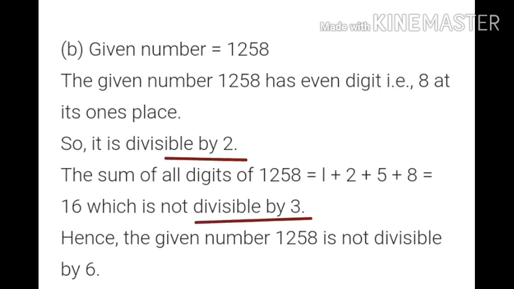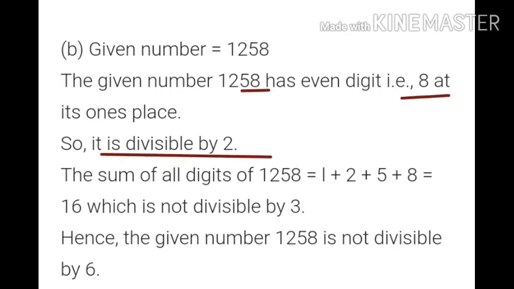First we check whether it is divisible by 2, then whether it is divisible by 3. If the number is divisible by both 2 and 3, then we conclude that the number is divisible by 6. So first we check whether the number is divisible by 2 or not. Here the unit place is 8, that means the ones place is 8. So the number is divisible by 2.